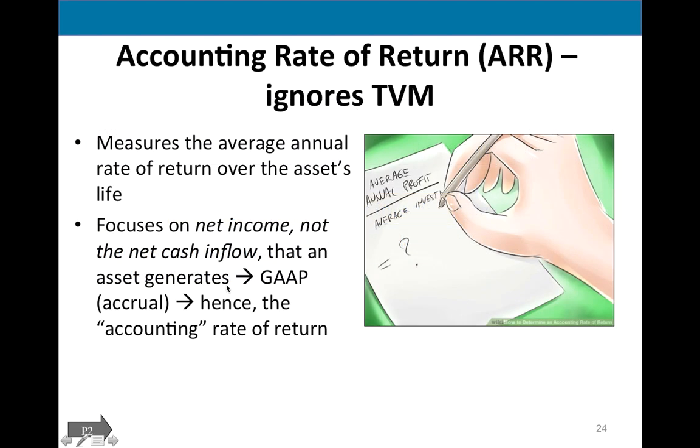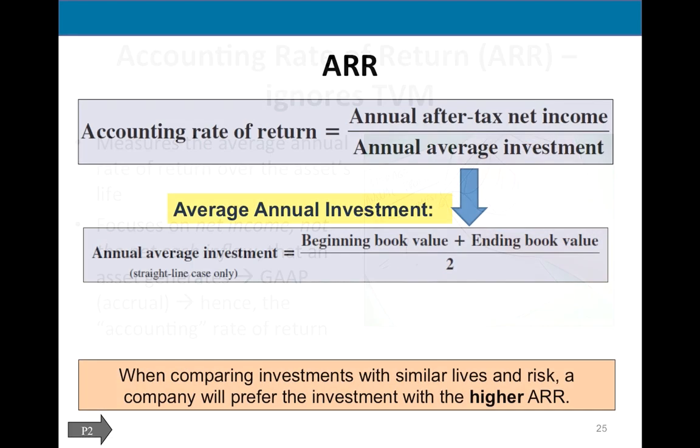This method is the only one that is using net income instead of net cash flow. And net income is used by GAAP, by the accrual accounting method. Therefore, we use the word accounting rate of return because it's using net income, which is preferred by GAAP over cash. So again, this is the formula. Pretty much net income after taxes divided by annual average investment. Different textbooks give different formulas for annual average investment. This is how we're going to calculate it.